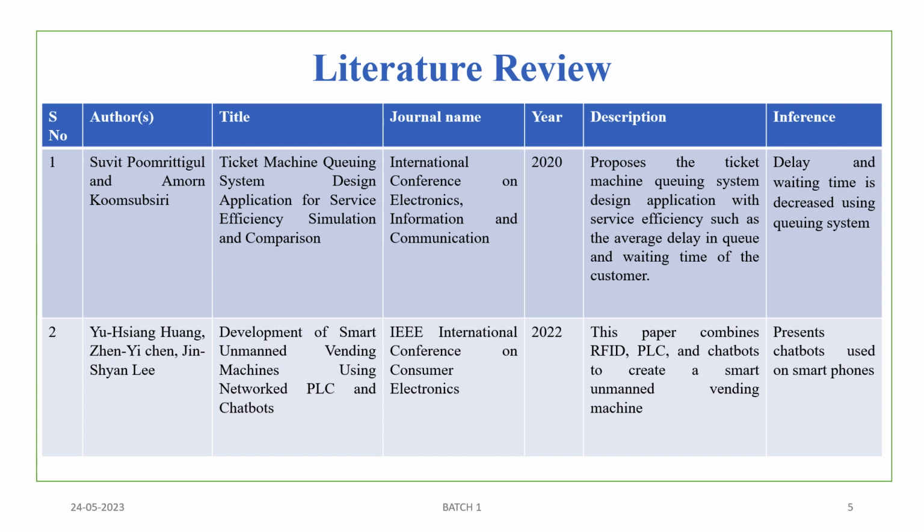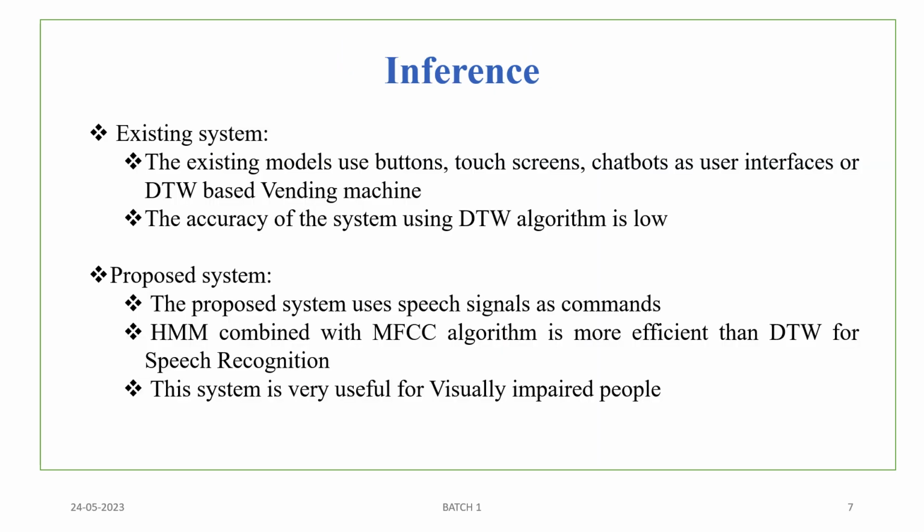The next proposal is the development of smart unmanned vending machines using networked PLC and chatbots by Yu Shuang Huang, Zhenyi Chen, and Jin Shan Li in the journal named IEEE International Conference on Consumer Electronics in the year 2022 combines RFID, PLC, and chatbots to create a smart unmanned vending machine. The inference of this proposal is that it presents chatbots used on smartphones. The overall inference is that the existing models use buttons, touchscreens, chatbots, and other user interfaces or DTW-based vending machine.